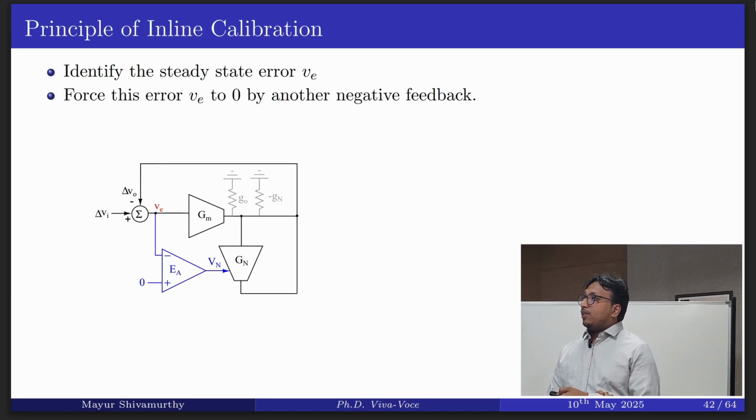So what we have done is we have proposed a new correction technique where, without any replica circuit, the gain of the OTA can be improved, where the negative conductance is tuned in case of a high gain OTA. The main principle is to configure this OTA in a negative feedback, and once the OTA is configured in a negative feedback, we obtain a steady state error VE. So by forcing this steady state error to 0 by another negative feedback, the gain of the OTA can be improved.